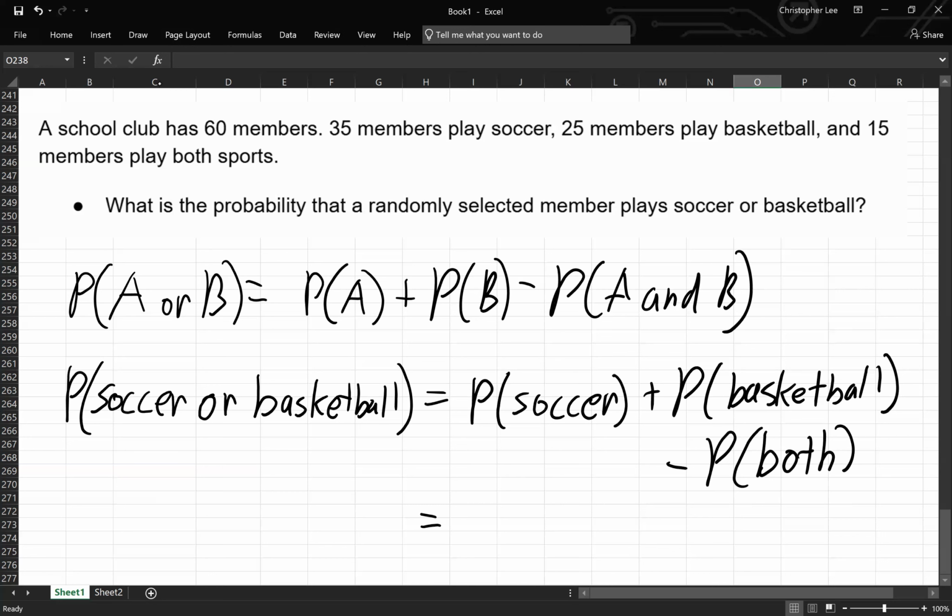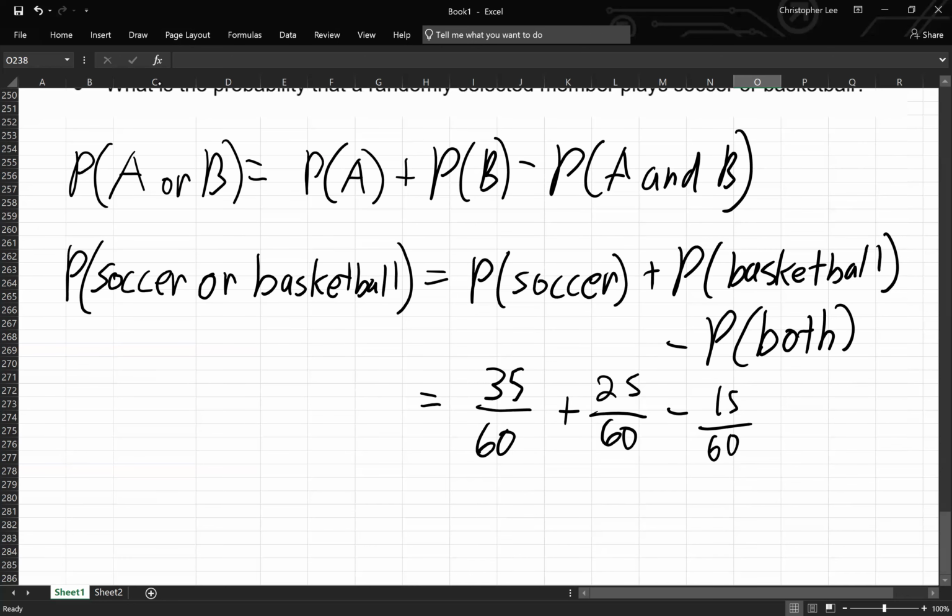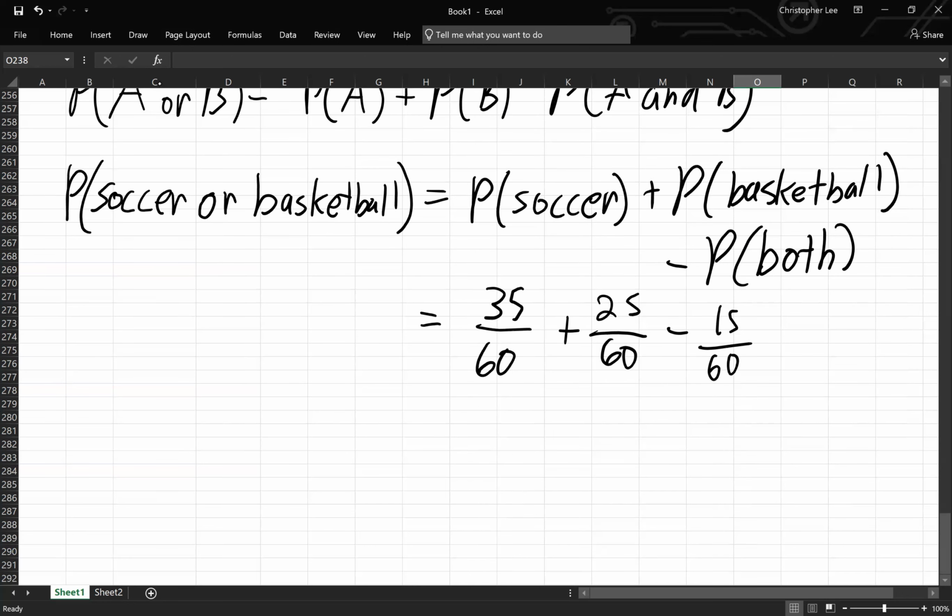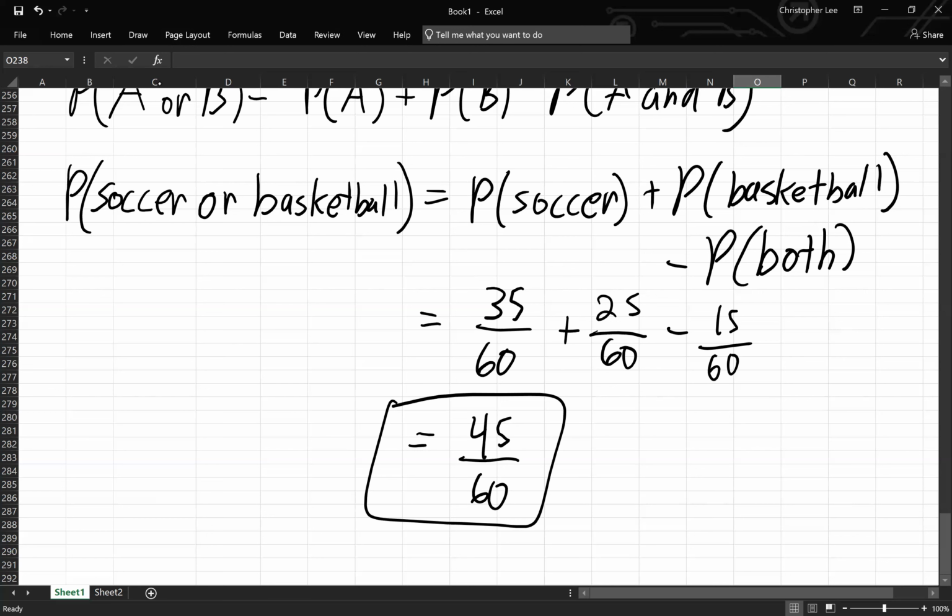So what's the probability of soccer? 35 over 60 plus what's the probability of basketball? 25 over 60 minus what's the probability of both of them? 15 over 60, right? Do a little math on this. What do I get? 45 over 60. That's it. Questions on that?